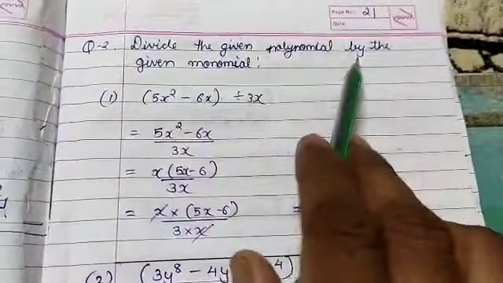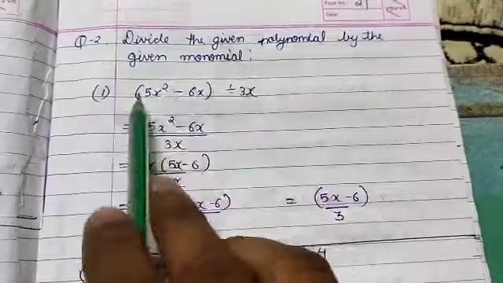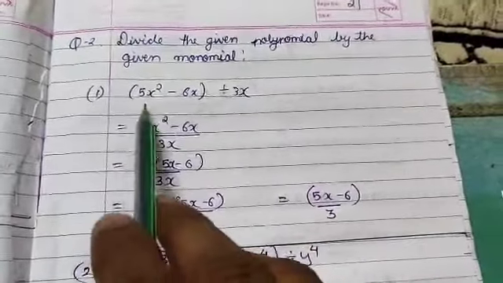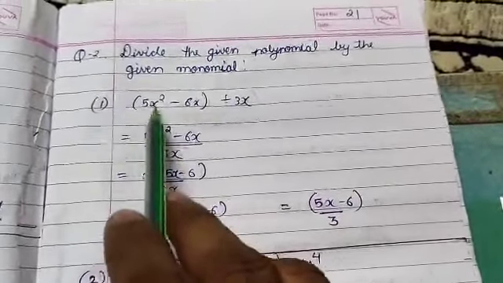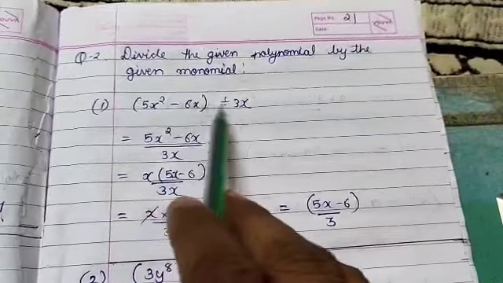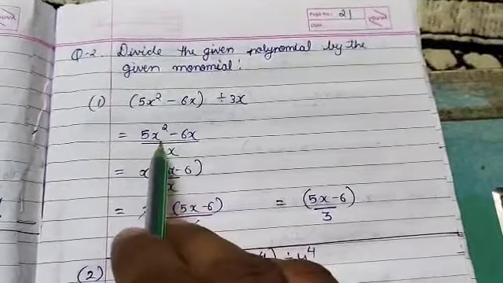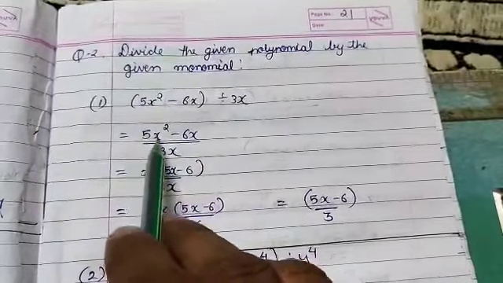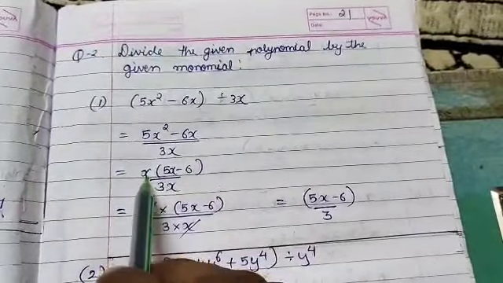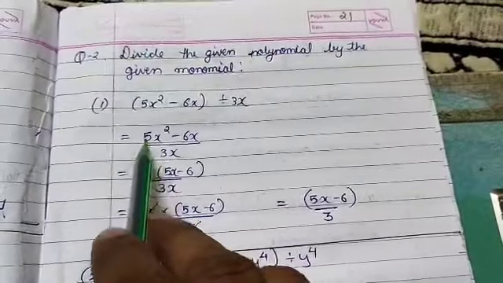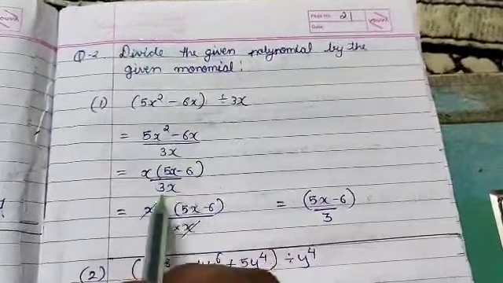Divide the given polynomial by the given monomial. Now polynomial should be divided by monomial. So write down first, that is 5x raised to the power 2 minus 6x divided by 3x. Now here, if anything is possible to find common, take it out, that is x is common. So if I take that x as common, what will be left inside the bracket? 5x minus 6 divided by 3.